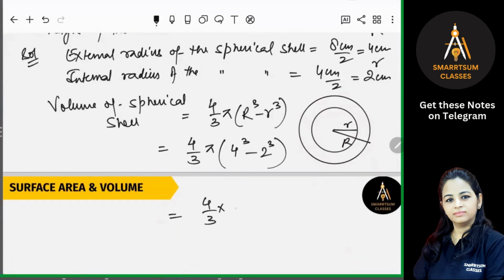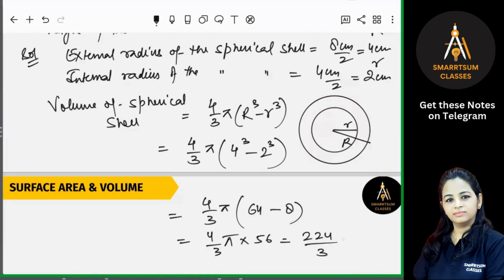So what you will get? 4 by 3 pi, 64 minus 8. So what it will become? 4 by 3 pi into 56, that is 224 upon 3 into pi, this much centimeter cube. This is the volume of the spherical shell. Is that clear? This is the volume of the spherical shell.